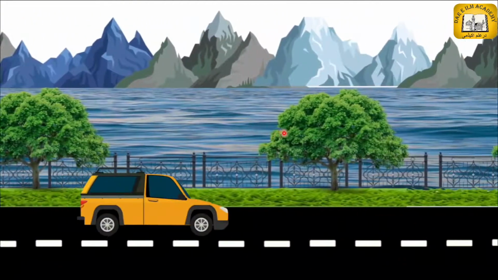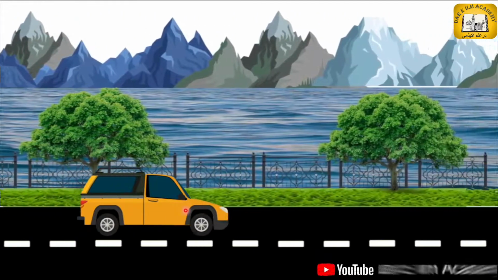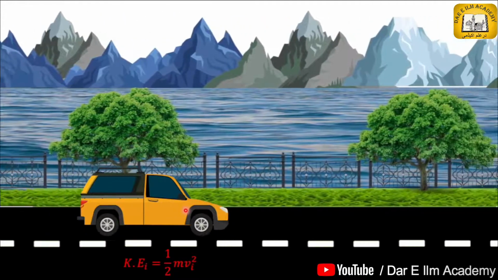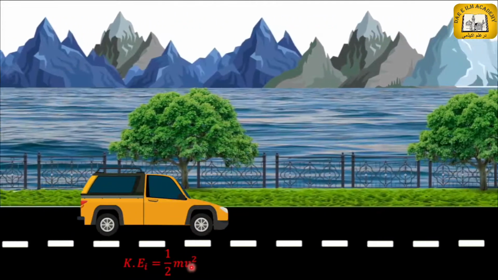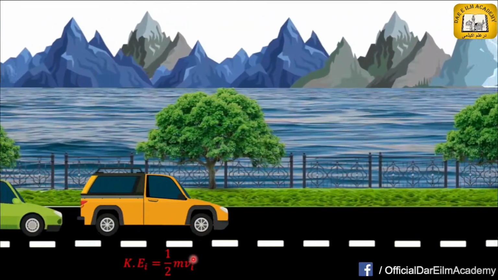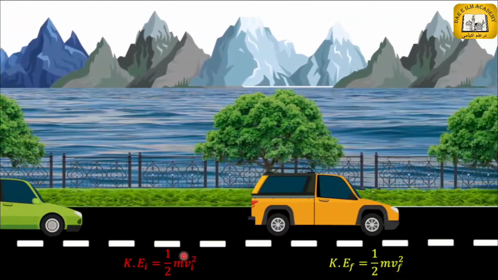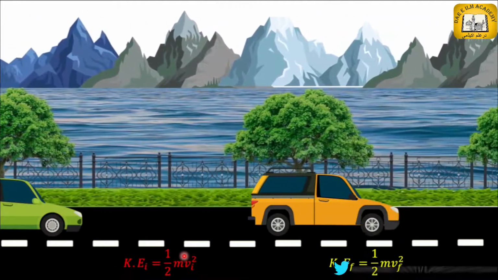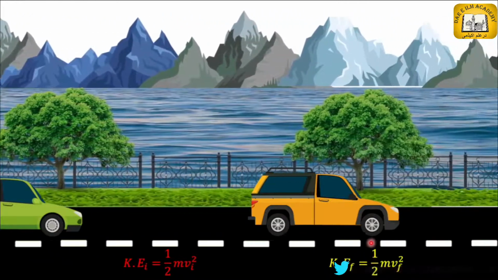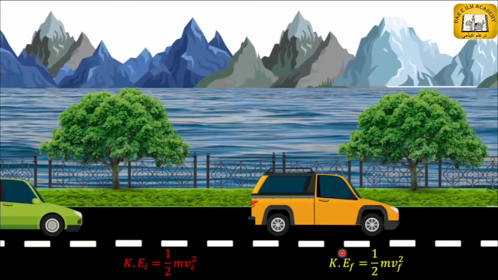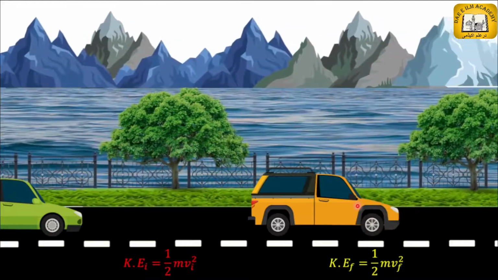In this animation, you can see a yellow car is moving, due to which it has kinetic energy. Let's say this is the initial kinetic energy of the car, which is equal to half mvi square. Another car collides with the yellow car. We observe that the car changed its speed, due to which we can also say that the kinetic energy of the car is now changed to the final kinetic energy, which is equal to half mvf square. In this complete incident, we saw that the kinetic energy of the yellow car changed.